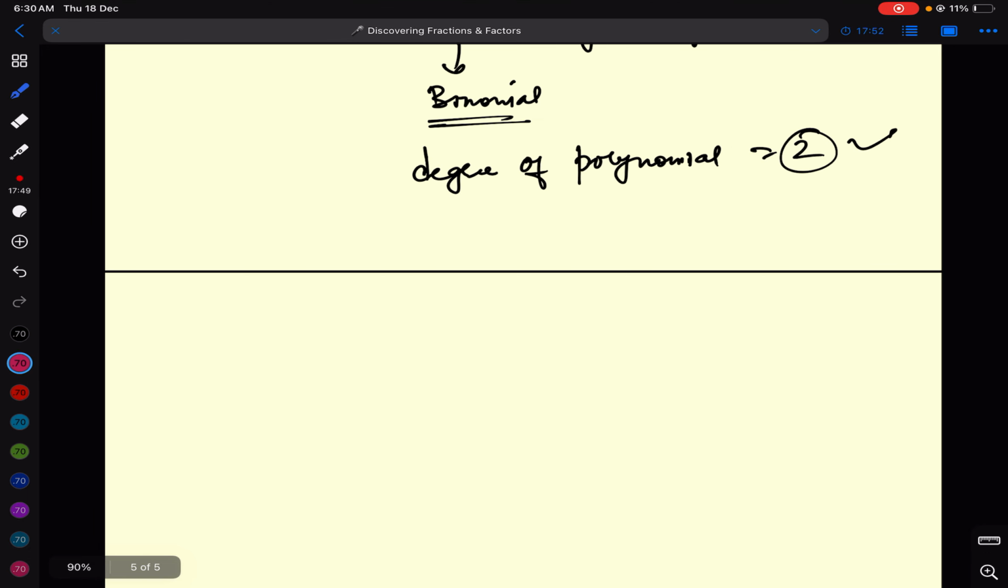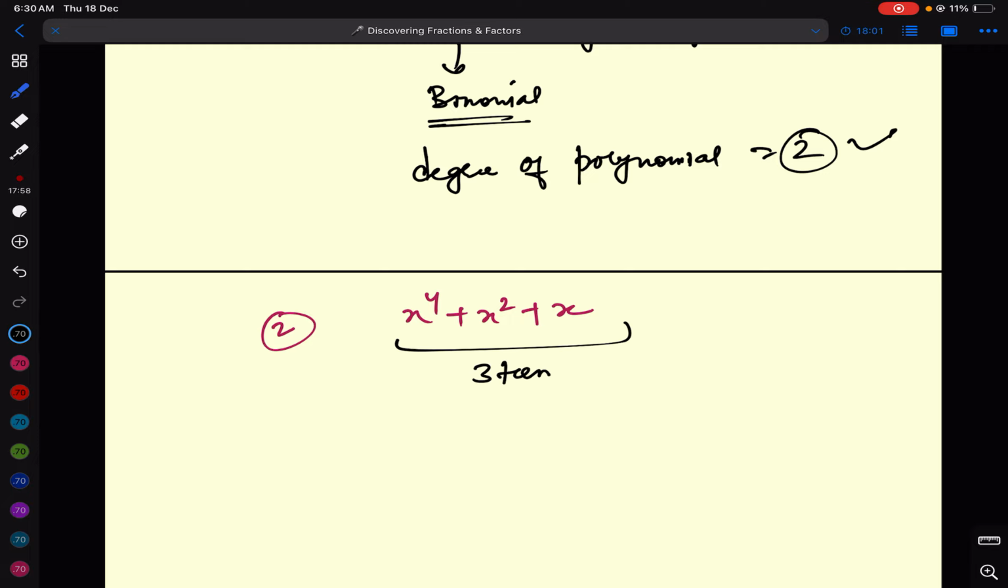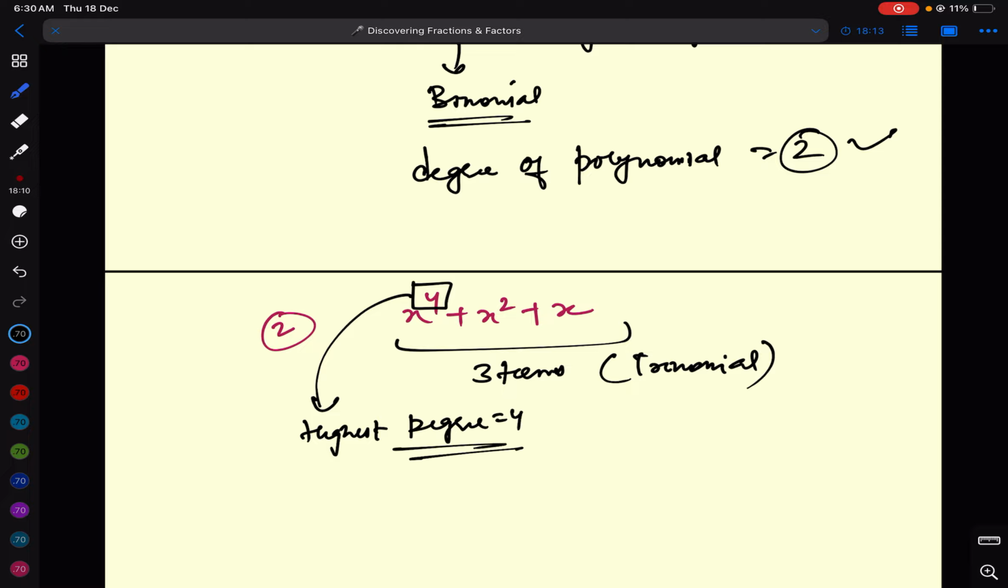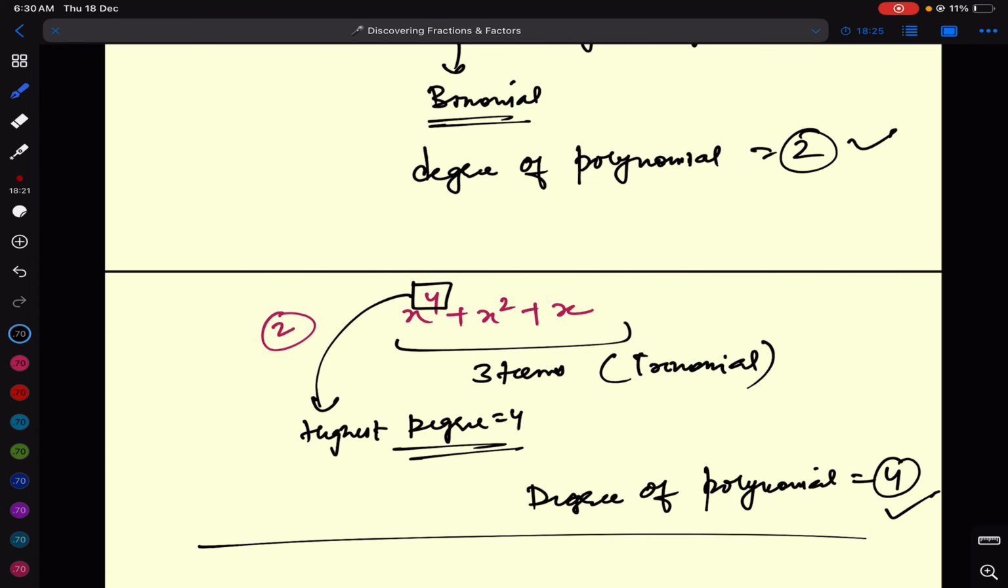Similarly, let's take another example. The second one is x4 plus x squared plus x. Now here I see three terms, right? So this will become a trinomial. Also the highest degree that we have here is 4, or you can say the highest exponent that we have here is 4. So that becomes your degree of polynomial in this case. So the degree of polynomial in this case is 4. I hope that is clear. So whatever is the highest exponent or the degree of a term, that becomes the degree of the polynomial.